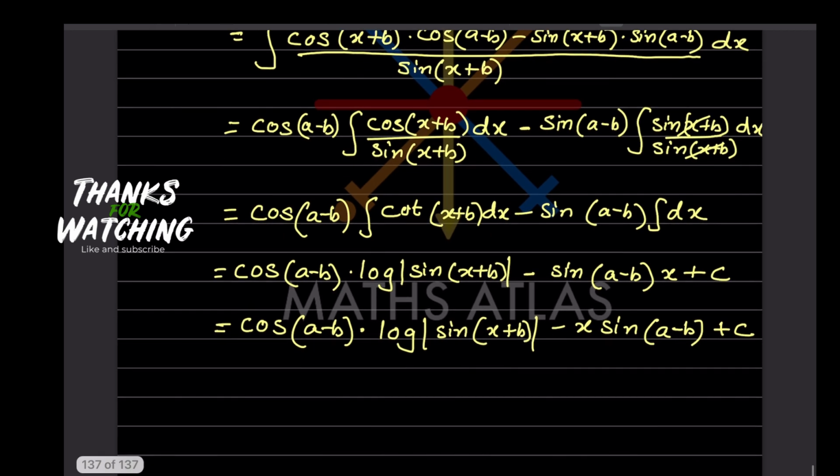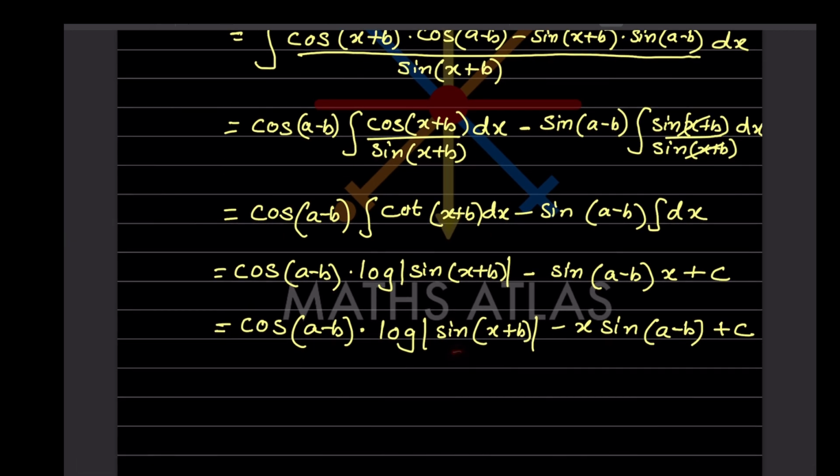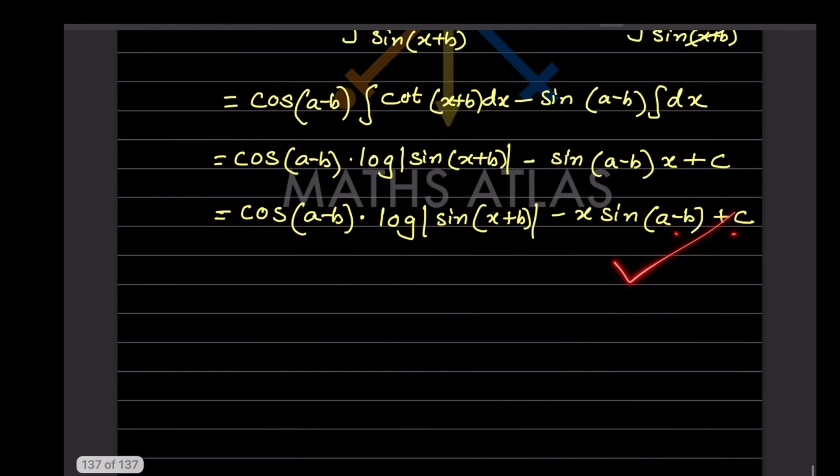So the same thing we are going to write over here, that is cos a minus b log of sine a minus b minus, we can also write here, because this x we have taken here, we can write in the start, that is x sine a minus b plus c. So this is the answer.